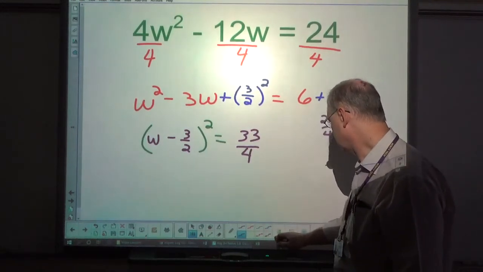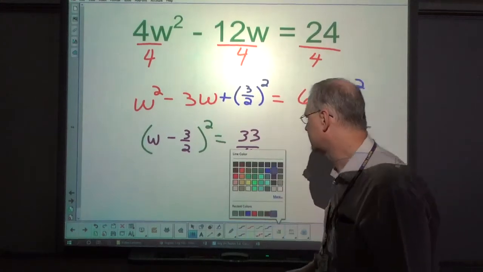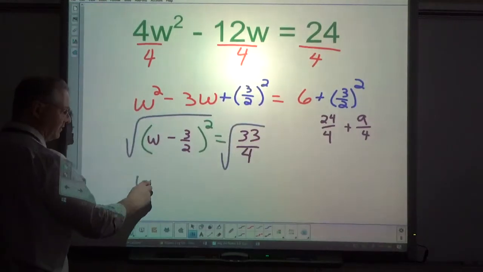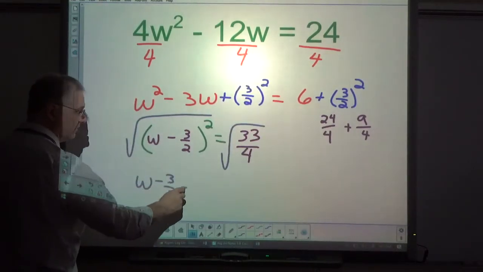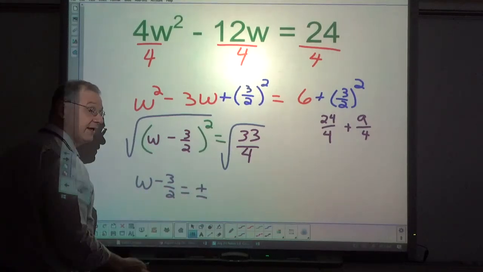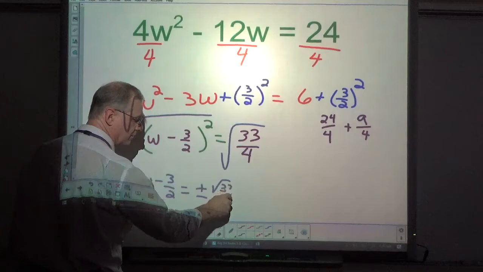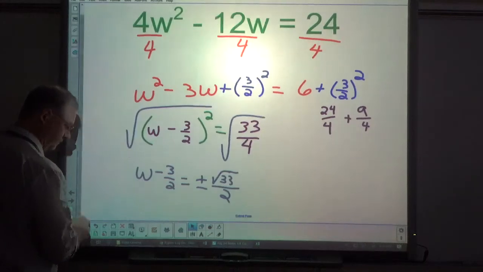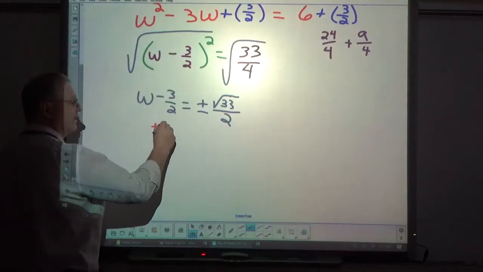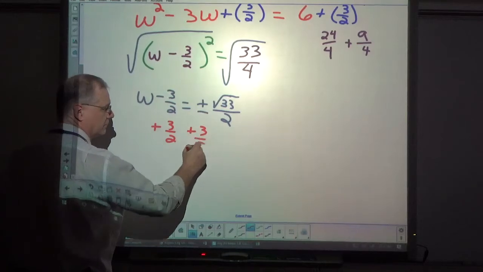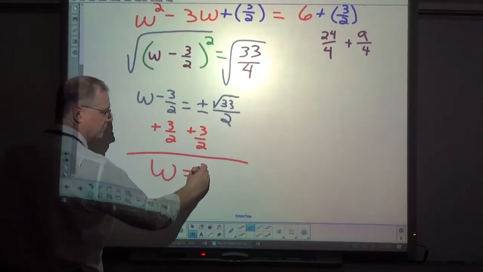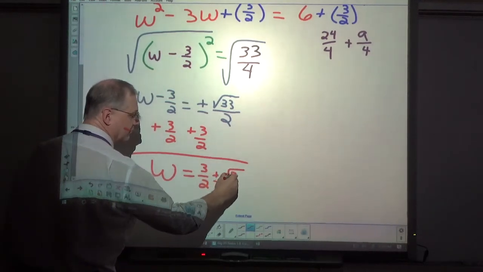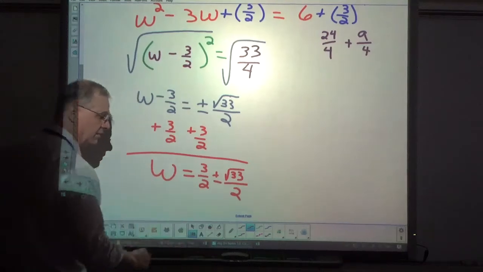So now I'm going to square root both sides. w minus 3/2 equals plus minus. Now I can't square root 33, but I can square root 4. And now I'm going to add 3/2 to both sides. w equals 3/2 plus minus the square root of 33 over the number 2. And I'm all done.